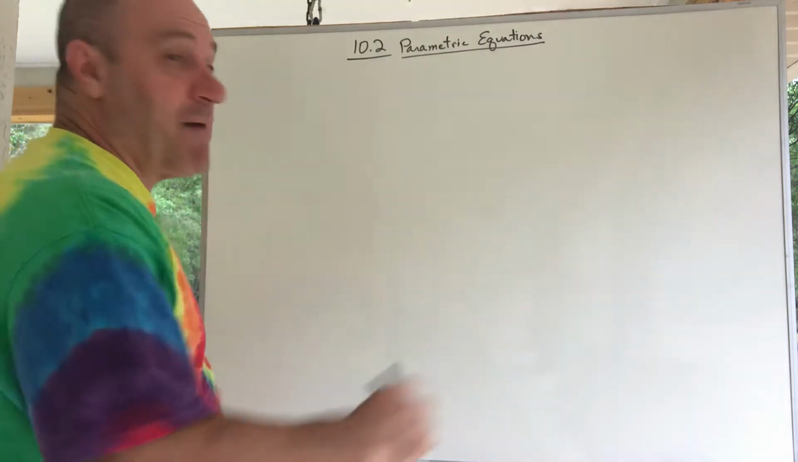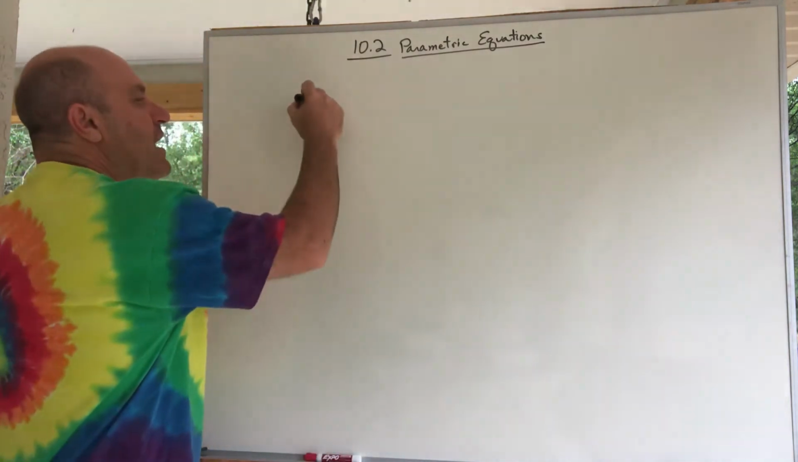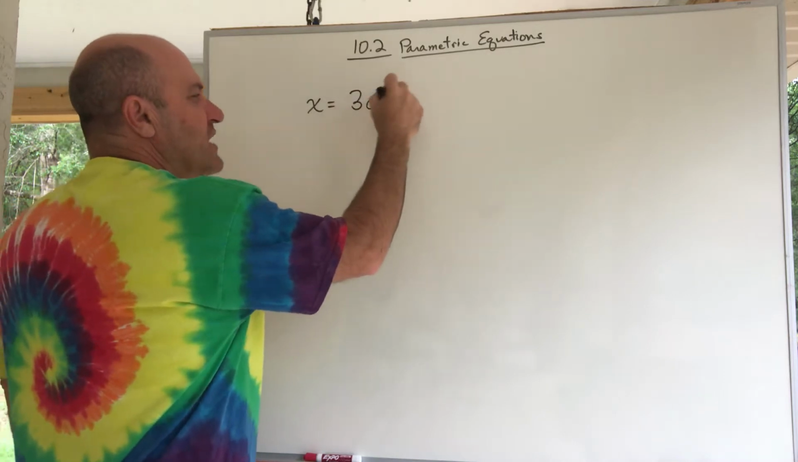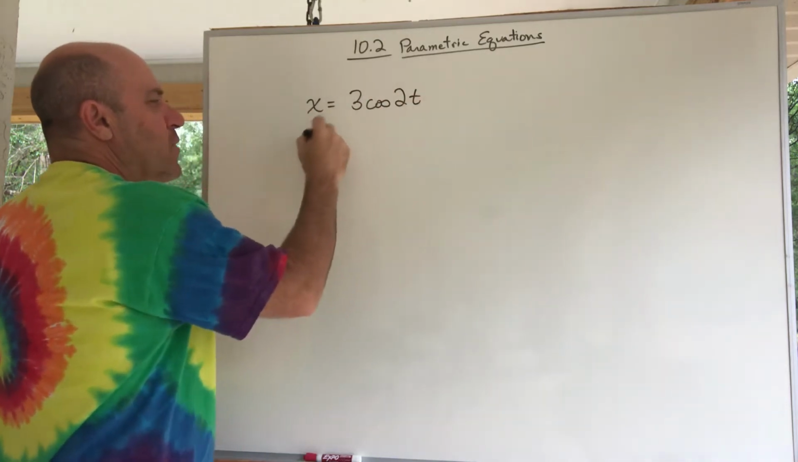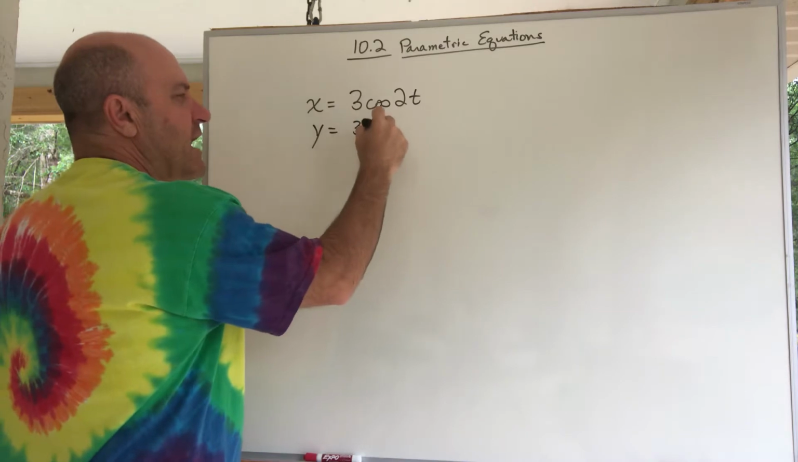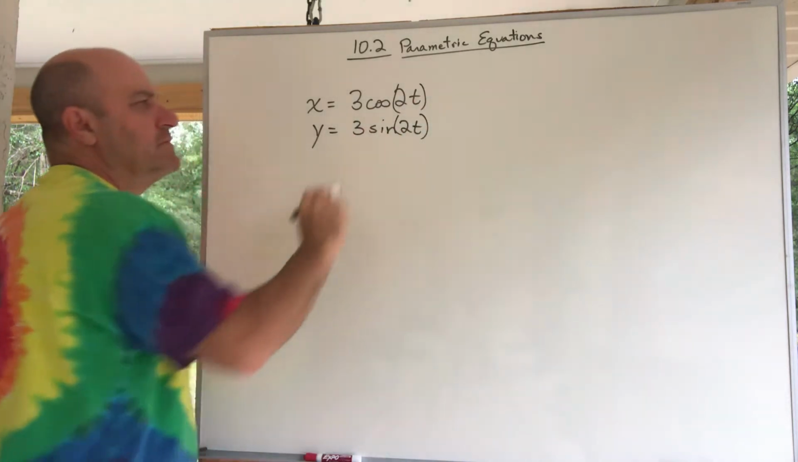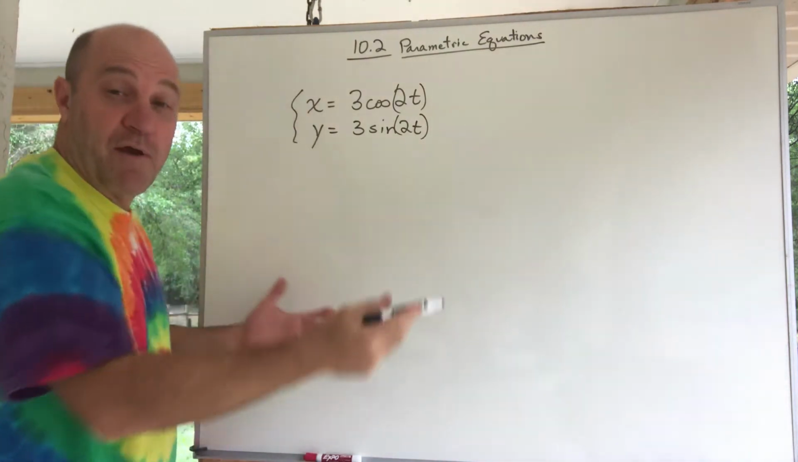I got more to say about parametric equations. These are fun. Look at this one. X equals 3 cosine 2t and y equals 3 sine 2t. So that's a set of parametric equations.